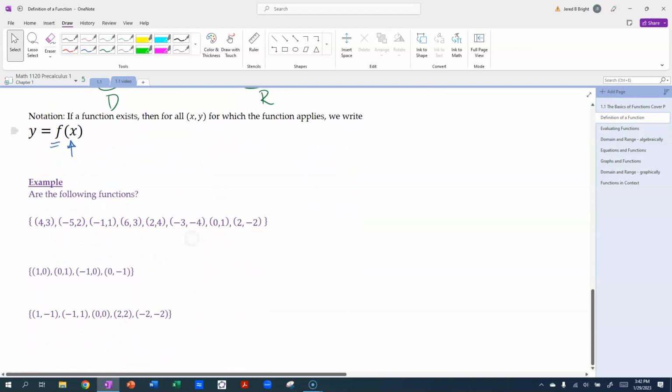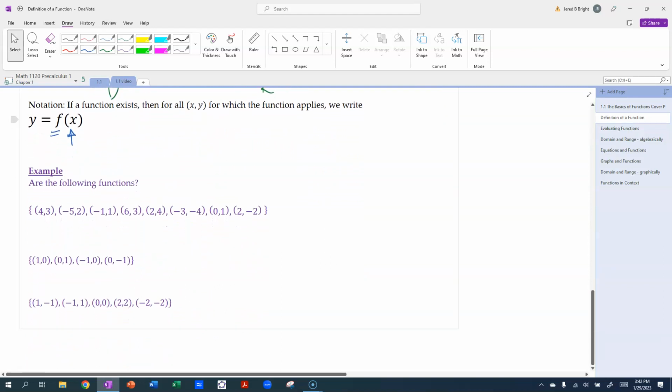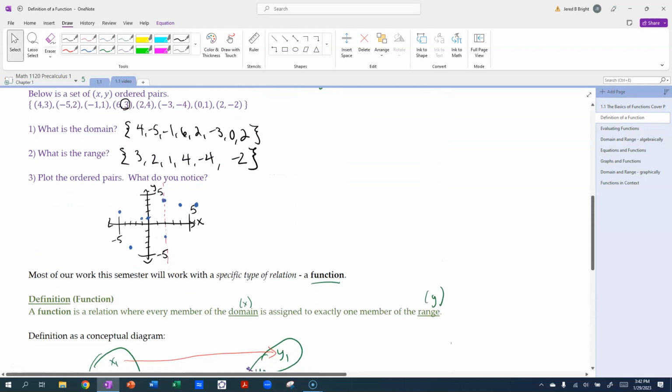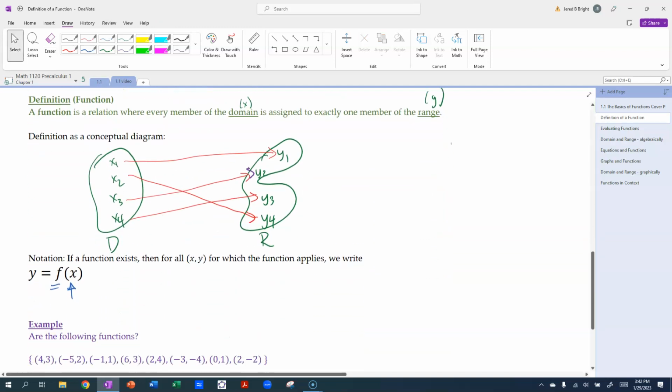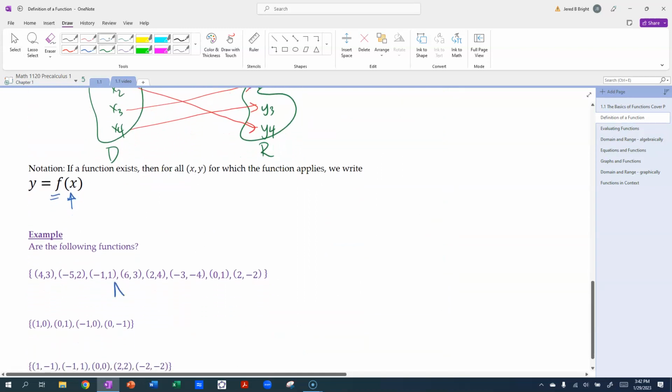So we have a few following functions. Here we go. The first one is what we plotted. If we look back at that one, this one is not going to be a function because at a given x value, I have two y values. That can't happen for a function. So this one is going to be a big old no.